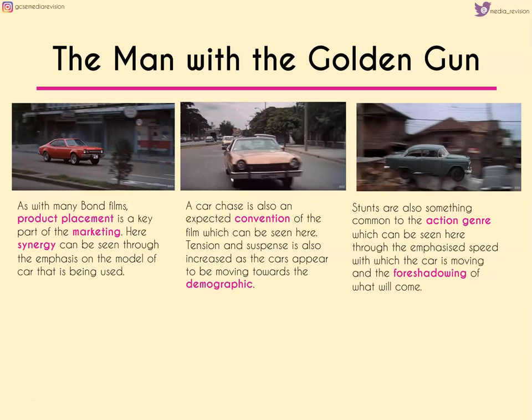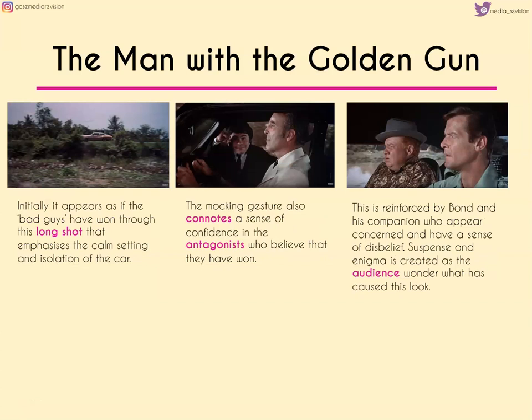And we get this sort of evidence of foreshadowing. We know it's going to crash, we know it's going to cause problems, we know it's going to cause chaos, and so we get that expected convention there. Now initially it appears as if the bad guys have won because we've got a long shot emphasising a very calm setting and isolation of the car as a whole, and the mocking gesture that Nick Nack gives to the camera also connotes this sense of confidence because the antagonists here believe that they've won.